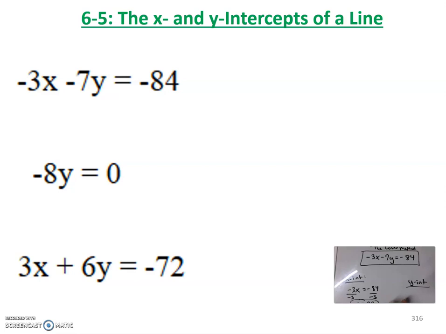Okay. I'm looking for the y-intercept, so I cover x. The reason I cover is because for the y-intercept, x has to equal 0. No matter what number is here, negative 3 times 0 is going to give me 0. X is going to zero out, so I end up just eliminating it. When I eliminate this, I'm left with negative 7y equals negative 84, negative 7 times y equals negative 84. I divide both sides by negative 7.